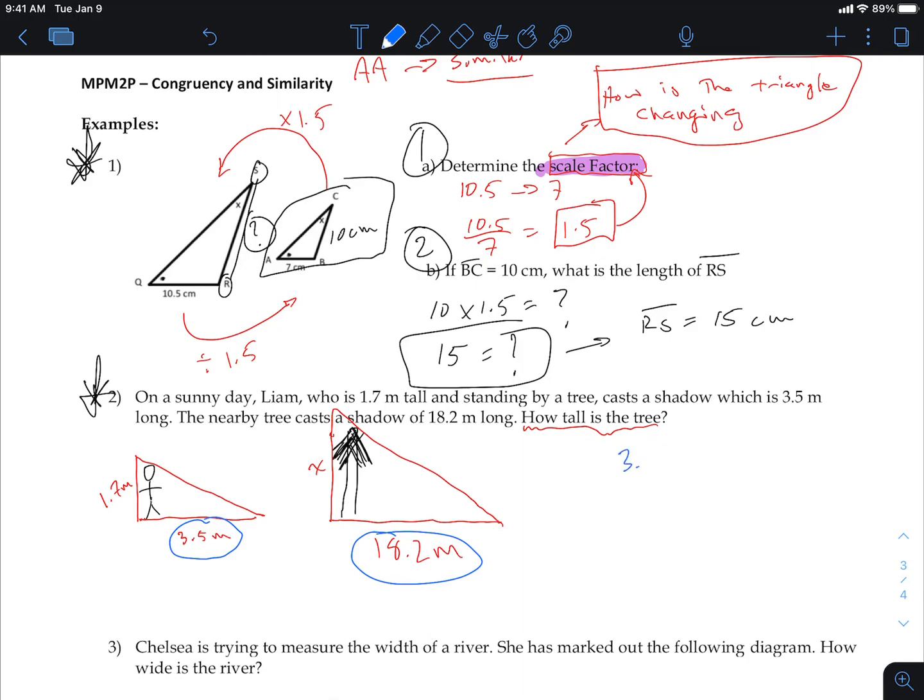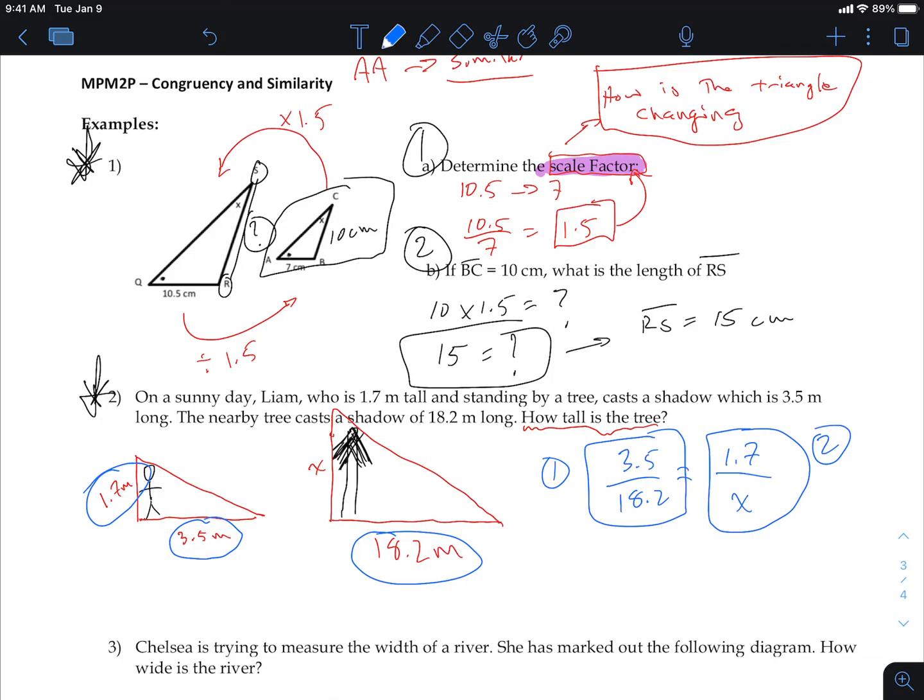3.5 over 18.2. If these two triangles are similar, then that has to be equal to the 1.7 over, what's the thing I'm trying to find out? X. This right here is step 1. This right here was step 2 in the other question. What we're going to see here is we're just going to do some math, and we're going to find X in one go.